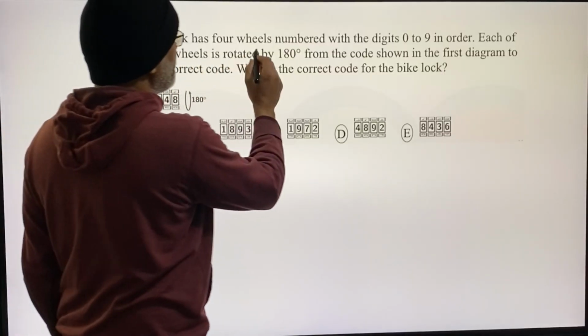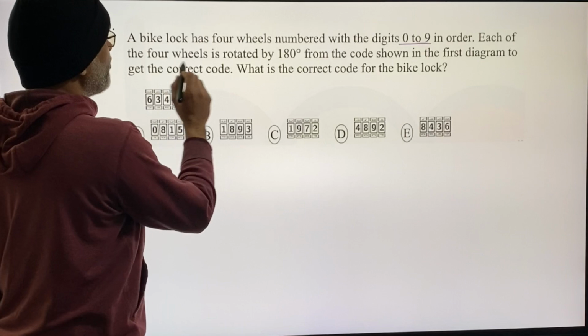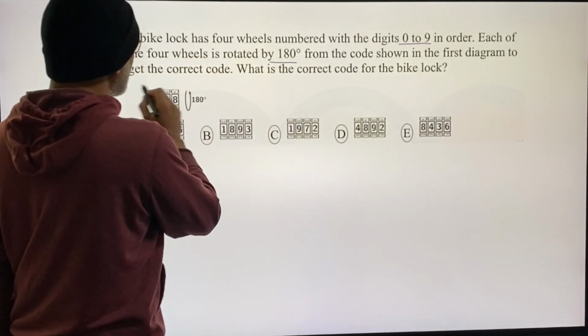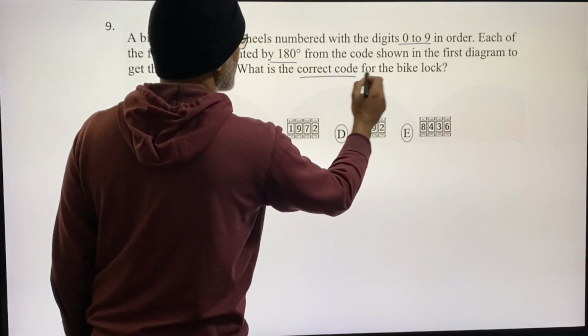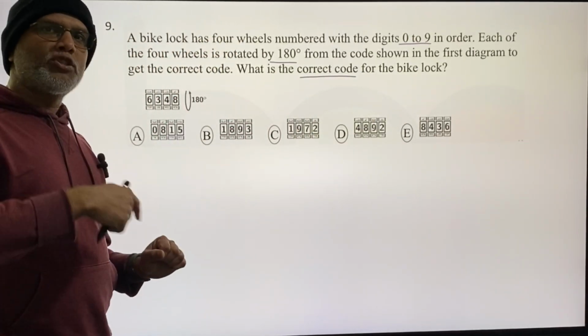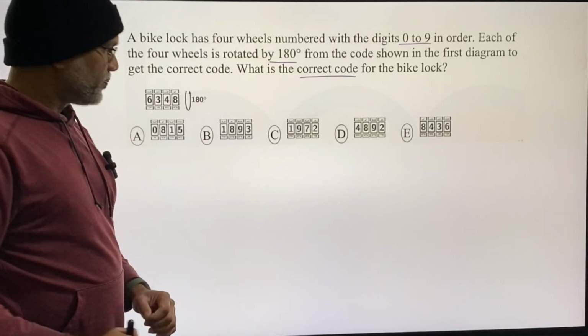A bike clock has 4 wheels numbered with digits 0 to 9 in order. Each of the 4 wheels is rotated by 180 degrees from the code shown in the first diagram to get the correct code. What is the correct code for the bike clock? So there is a code shown here that needs to be rotated 180 degrees to get the correct code. And what is that correct code?